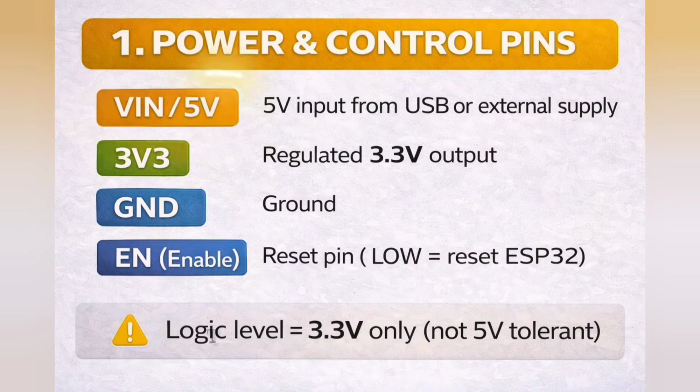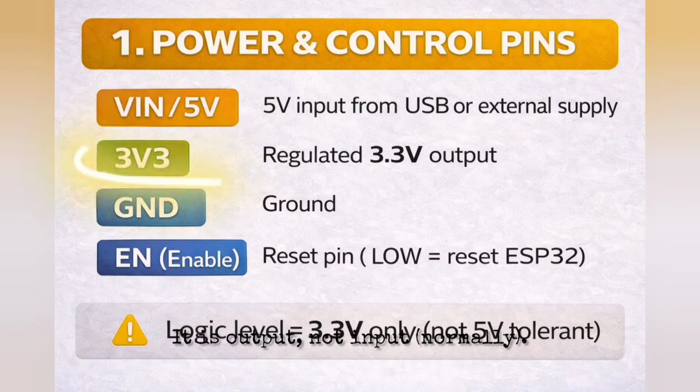VIN, 5V. This is the power input pin. You can give 5V supply here, from USB, from external power supply. It powers the whole ESP32 board. 3V3. This gives 3.3V output from ESP32. Used to power small sensors, power modules that need 3.3V. It is output, not input, normally.